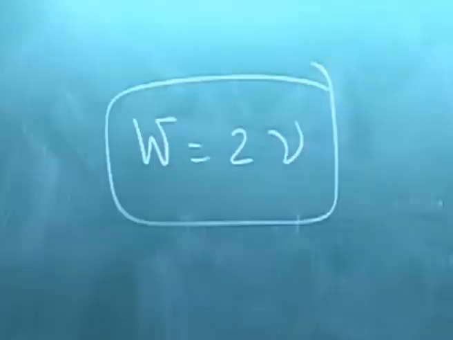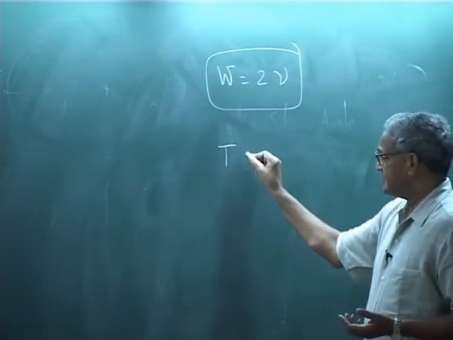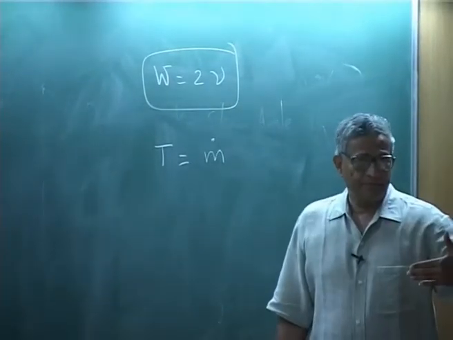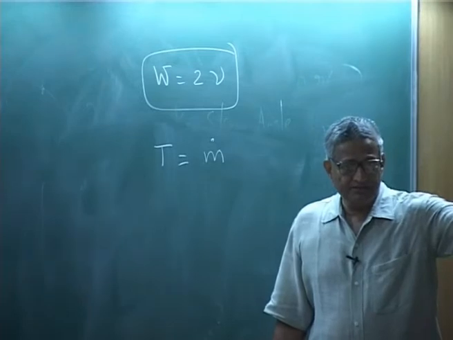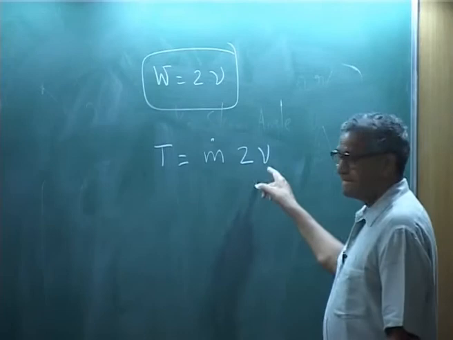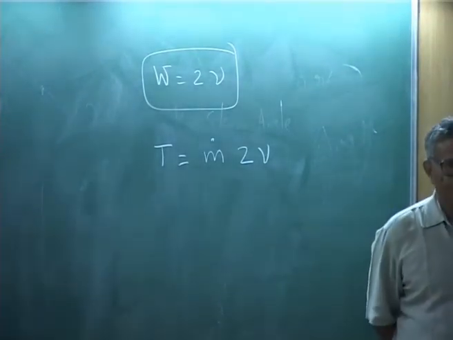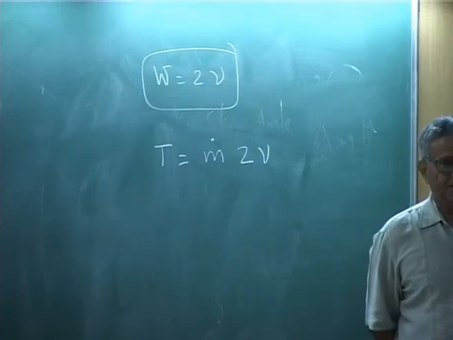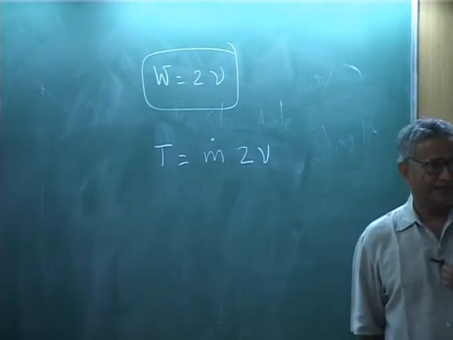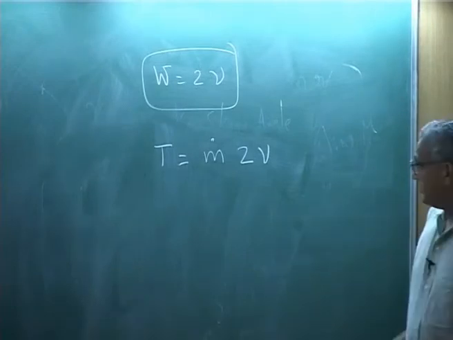Now, what is my thrust? Momentum theory tells me thrust is m dot, the mass flow rate, into the change in the flow, okay, 2 nu. The change is 2 nu. Initially 0, here it is changed to 2 nu. Now, what is m dot?